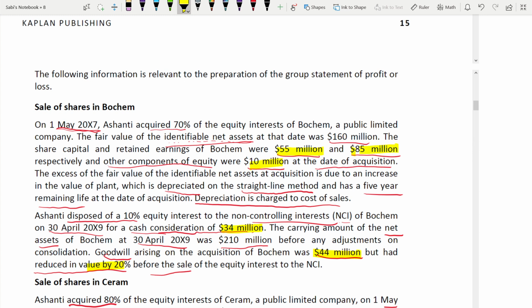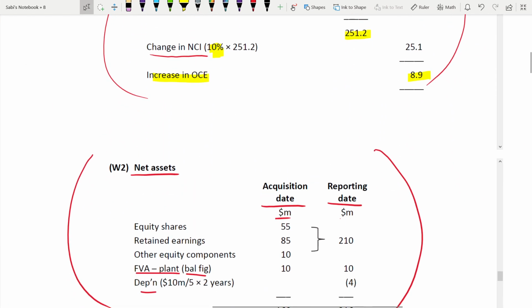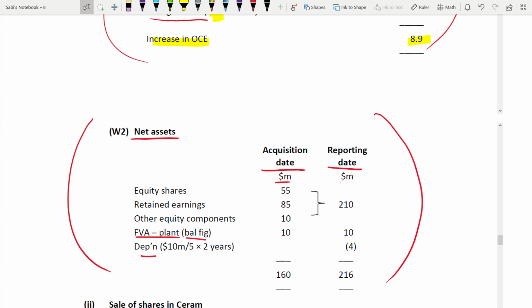So let us go here. Equity shares 55, retained earnings 85, other component of equity 10. By the way, depreciation will not come in the acquisition date. Can we have depreciation? No. Depreciation comes when? At the reporting date. We don't calculate depreciation on the day when we acquire it, right? So depreciation will not come in the acquisition date. That's why it's on the reporting date.